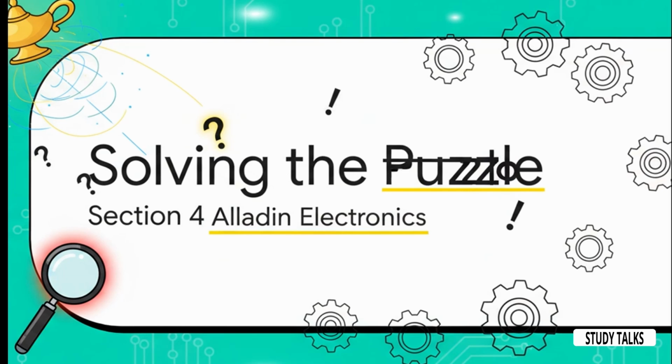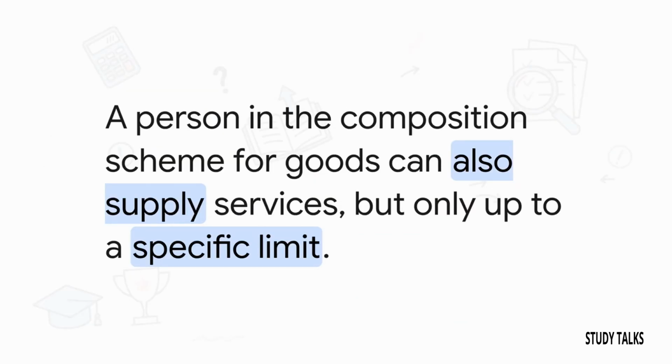So now that we've cleared that up, we understand who's eligible and the two different turnovers, let's go back to our friend Aladdin Electronics and solve that puzzle the right way, step by step. So remember the problem, right? Aladdin sells goods, but wants to do some repairs on the side. And the law says, yeah, that's cool. A composition dealer who mainly sells goods can also provide a small amount of services. We call this the marginal services rule, and there's a very specific formula to figure out the limit.